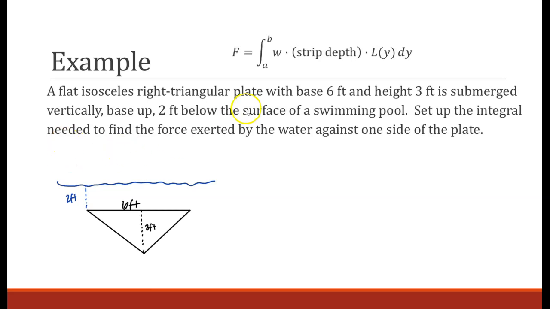So this is a diagram of the situation. A right triangular plate that's isosceles. Again, these are supposed to be the same side length here. It doesn't quite look like it, but it is. The base is 6 feet, it's base up, so that's on the top, its height is 3 feet, and the top is 2 feet below the surface of the swimming pool.